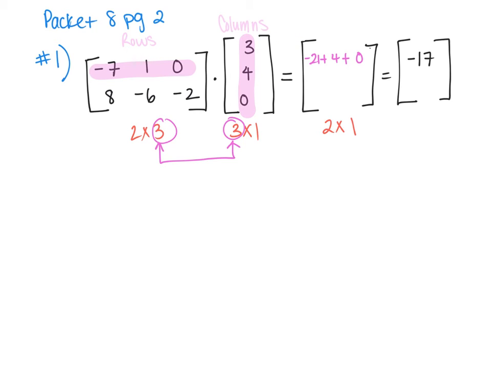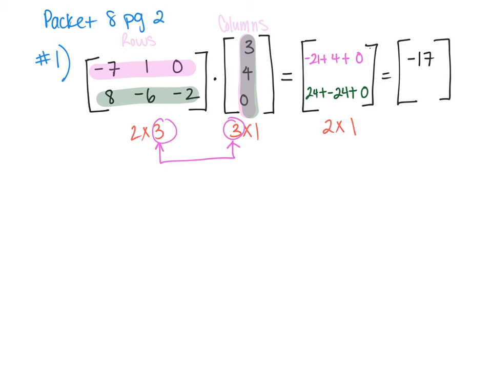So I'm going to now move on to the second row. So this is the second row multiplied by the column again. In this case, remember, we're going to multiply the first number with the first number, second with second, third with third. So 8 times 3, 24. Plus -6 times 4, -24. Plus -2 times 0, 0.